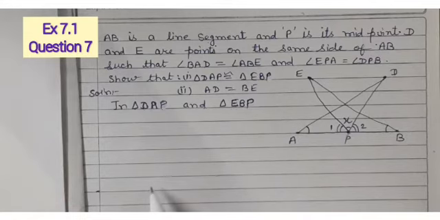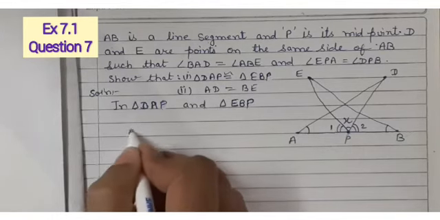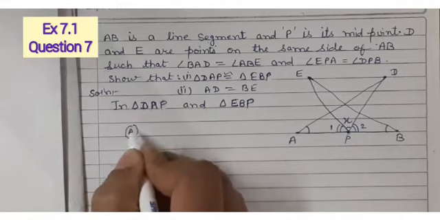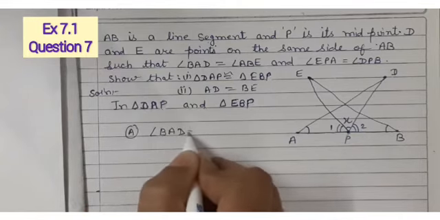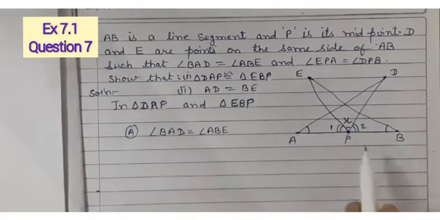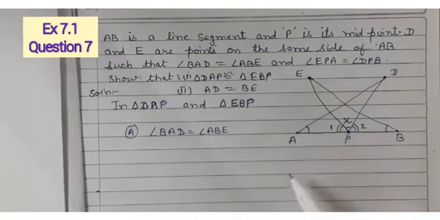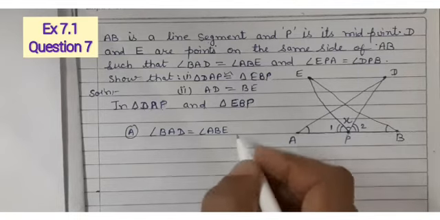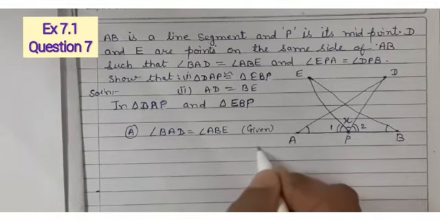Okay. For that, what is given? This is angle A equal to angle B is given to you. I am writing in this way, in which pattern the question is given to you. BAD is equal to ABE. The same thing, no? BAD is equal to ABE. This is given. One thing is given to you.